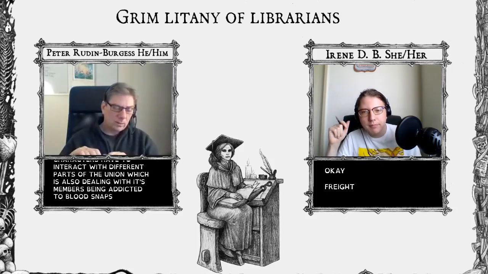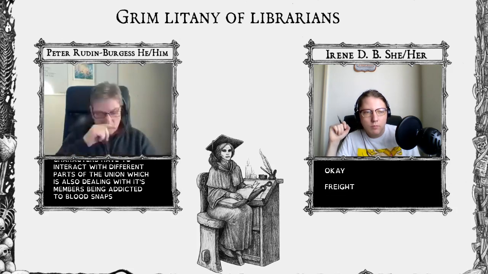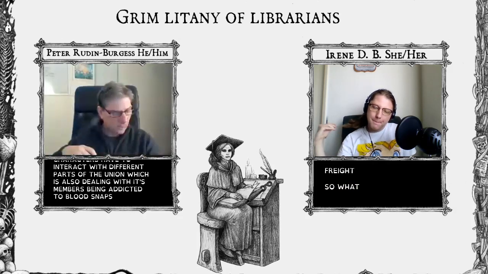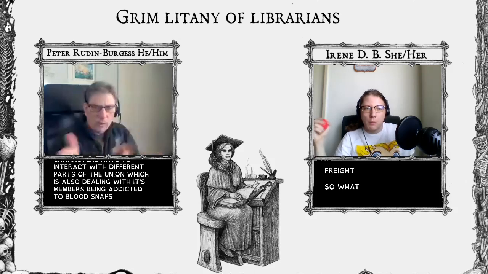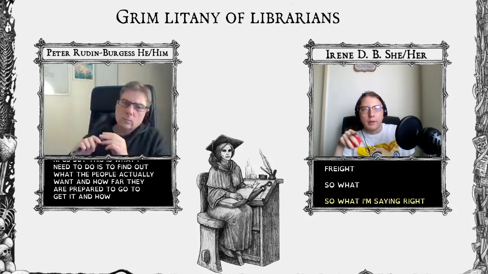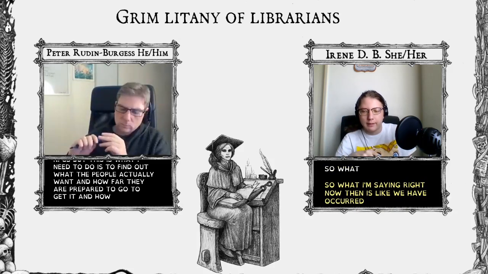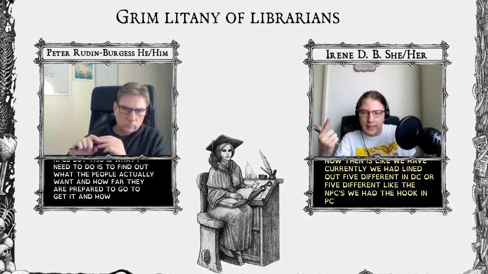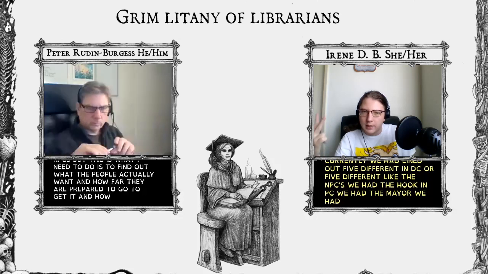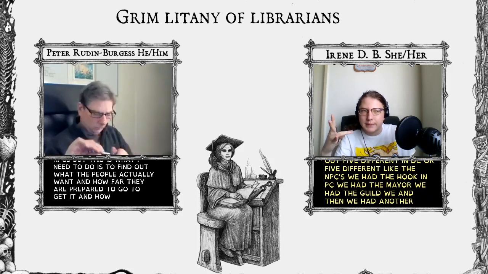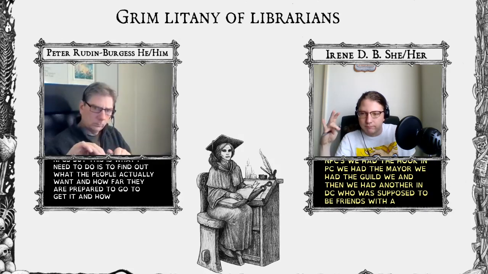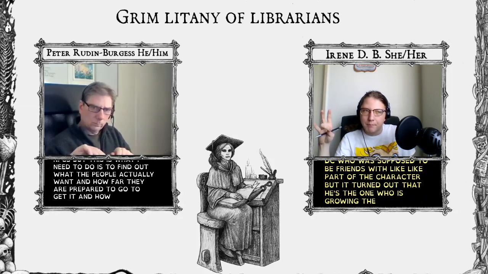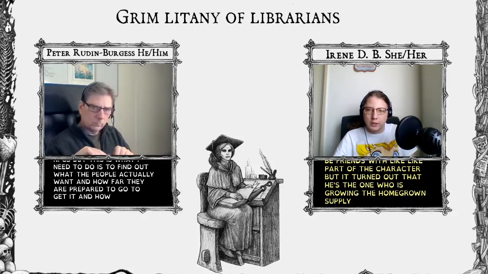Yes, I can see the adventure in here. I'm just trying to get my head around the actual NPCs. What I need to do is find out what the people actually want and how far they're prepared to go to get it. What I'm seeing right now is that we had lined out five different NPCs. We had the Hook NPC, we had the mayor, we had the guild, and then we had another NPC who was supposed to be part of the allies with the Hook character, but it turns out that he's the one who's growing the homegrown supply of blood schnapps.